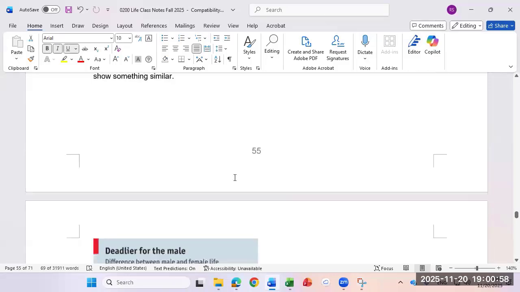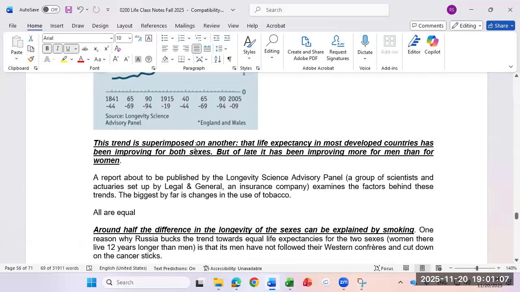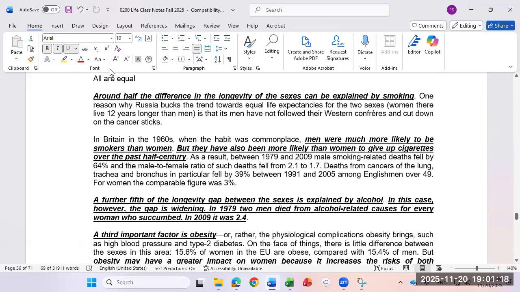Why? This article talks about it a little bit. Here's the gap between men and women, so the scale is not all that wide. The trend is superimposed on another, the life expectancy in most countries. So we're all living longer, but men are catching up on the women little by little. Half the difference can be explained by smoking.